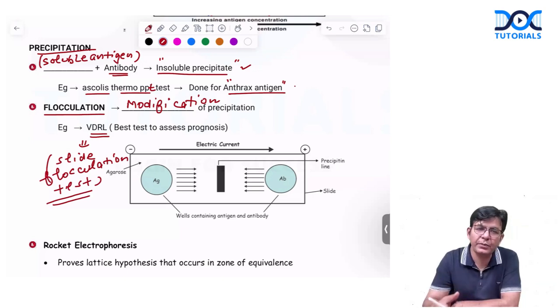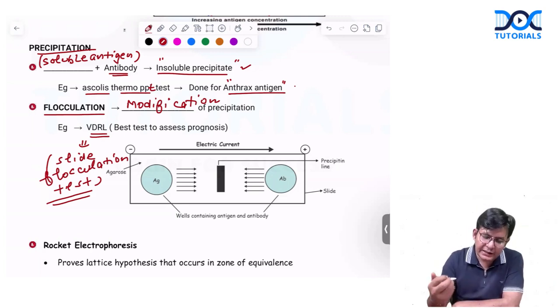It can be visualized properly on a slide. So that's why it is termed a slide flocculation test. Why I'm telling this? Because it forms the basis. In this particular test we use a slide.